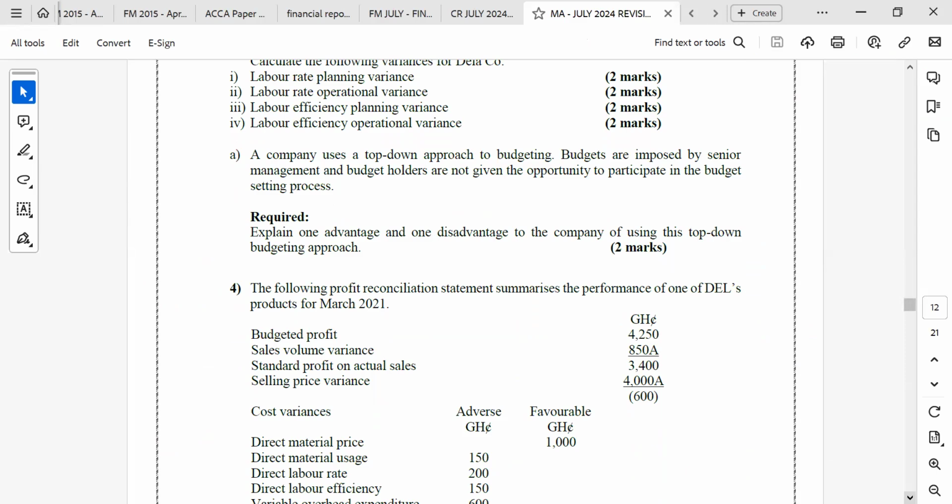All right, so let's take that theory question. A company uses a top-down approach to budgeting. What do you mean by top-down approach to budgeting? It means budgeting is done at the top level of management without the involvement of the operational level people or the employees. Budgets are imposed by senior management and budget holders are not given the opportunity to participate in the budget setting process. What would be the opposite of this?